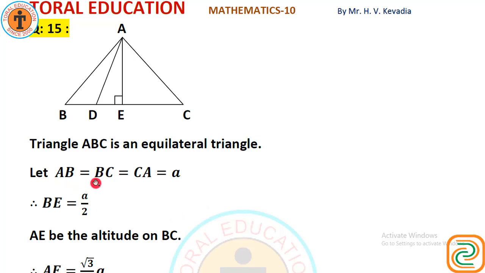Let AB equal BC equal CA equal a, because ABC is an equilateral triangle. BE equals a by 2. We know that because E is the midpoint of BC. If BC equals a, then BE equals a by 2.